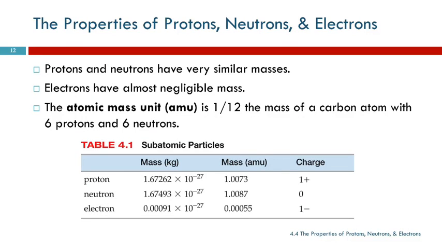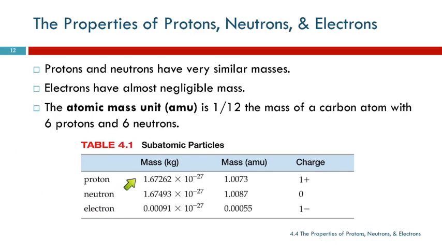Well, what exactly are those little particles? We call these subatomic particles because they're particles that are smaller than atoms. So there's three we need to know about: protons, neutrons, and electrons. Protons and neutrons have very similar masses. For our purposes, they're the same. Electrons have essentially no mass, almost negligible.